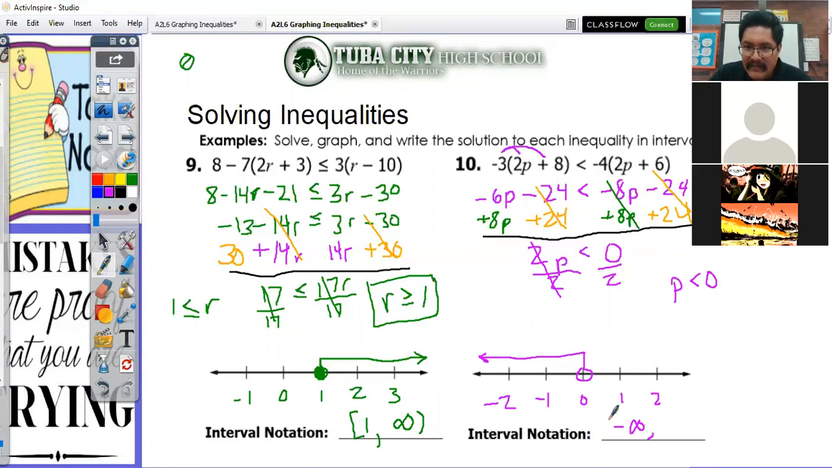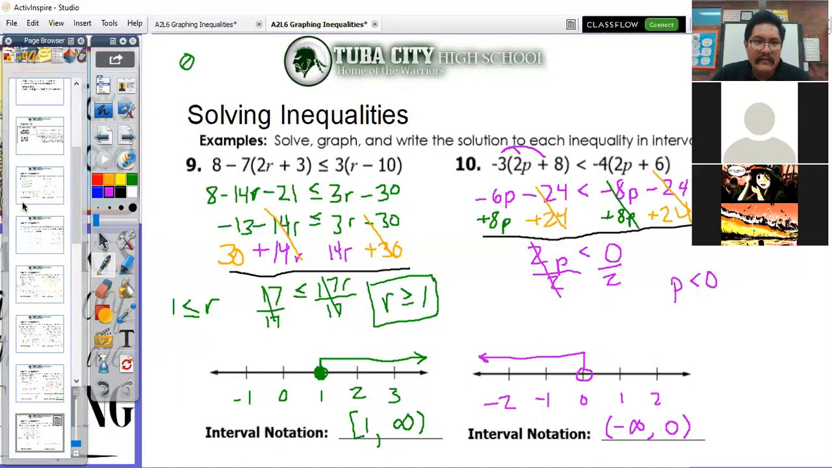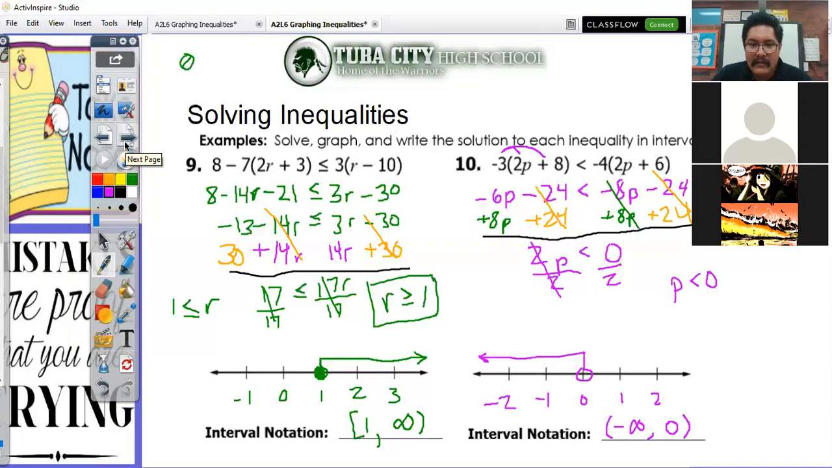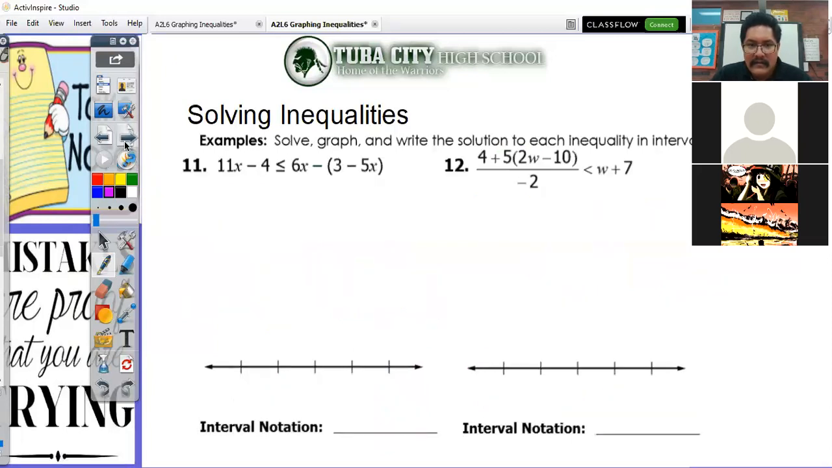And coming from -infinity, I'm going to reach 0. And 0 is not included, so I'm going to have to use a parenthesis. And there we go. Last exercises, I think. All right, last page. And we've got one more page after this, but this is the last one with major exercises on it. So let's go ahead and do this one.